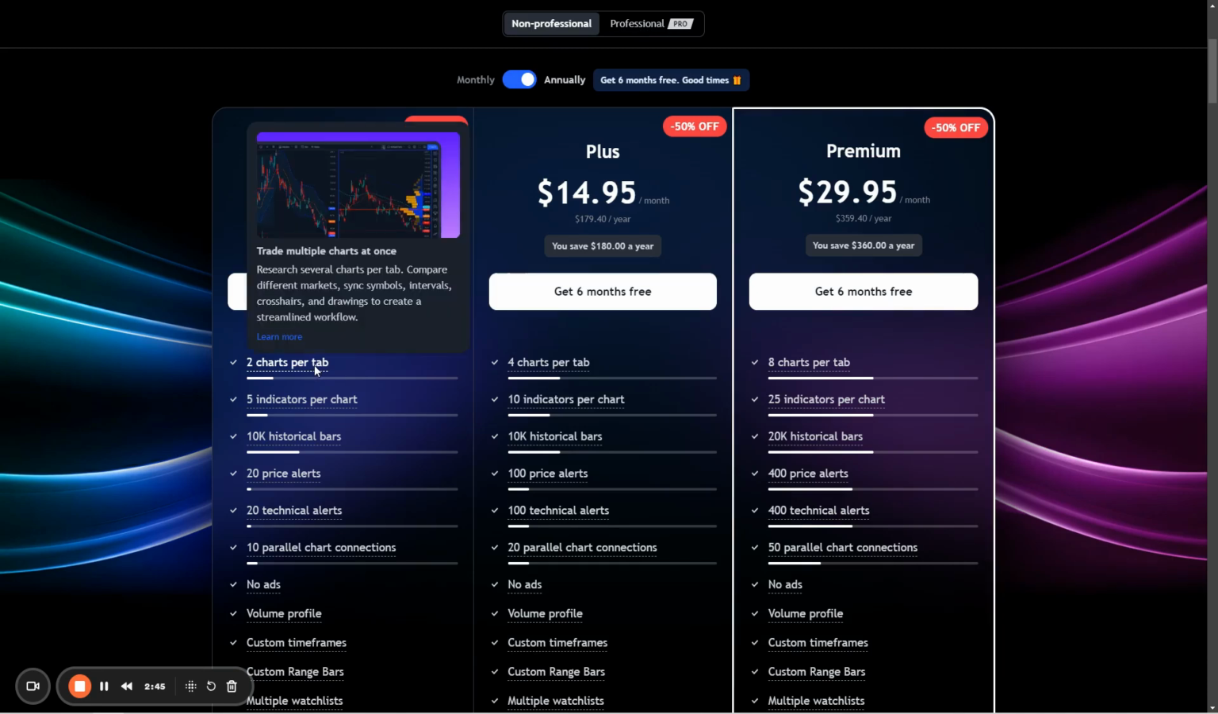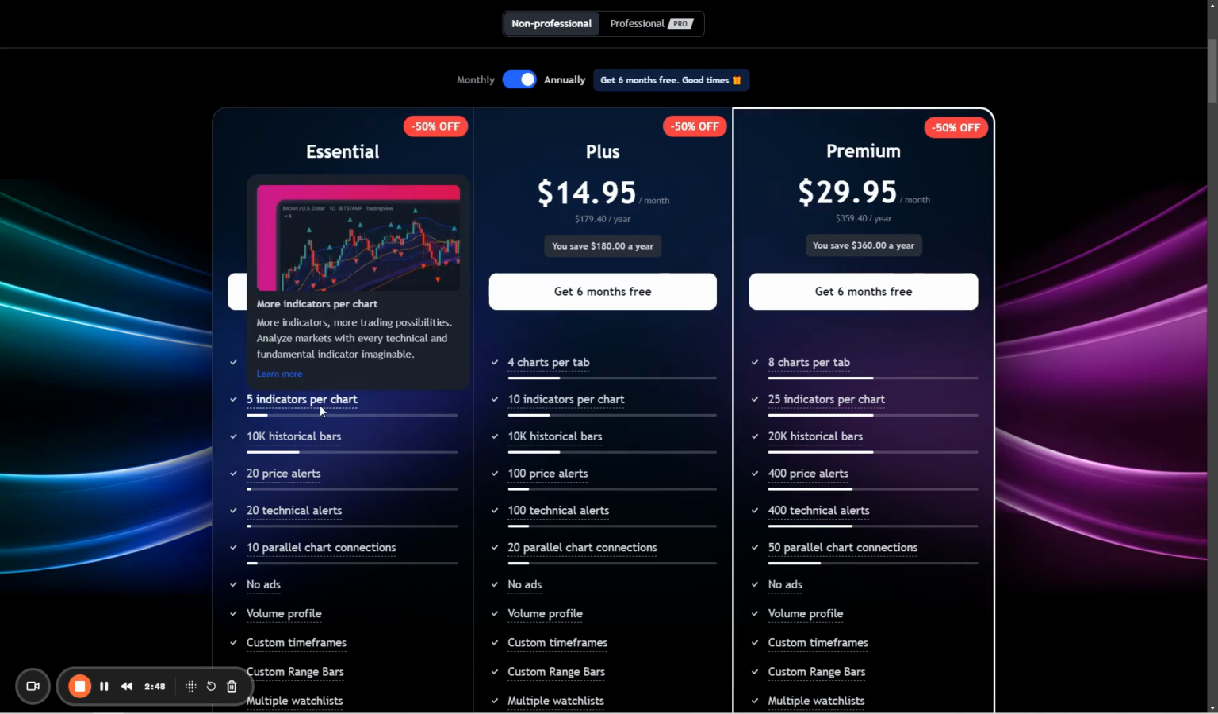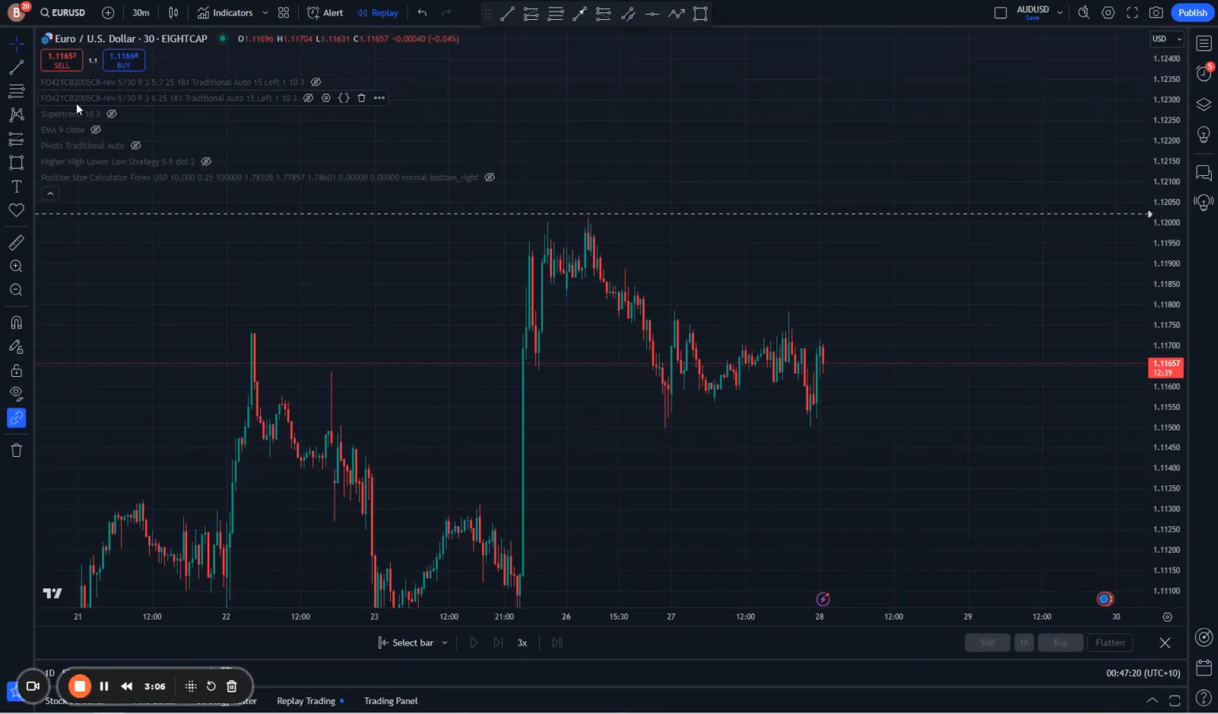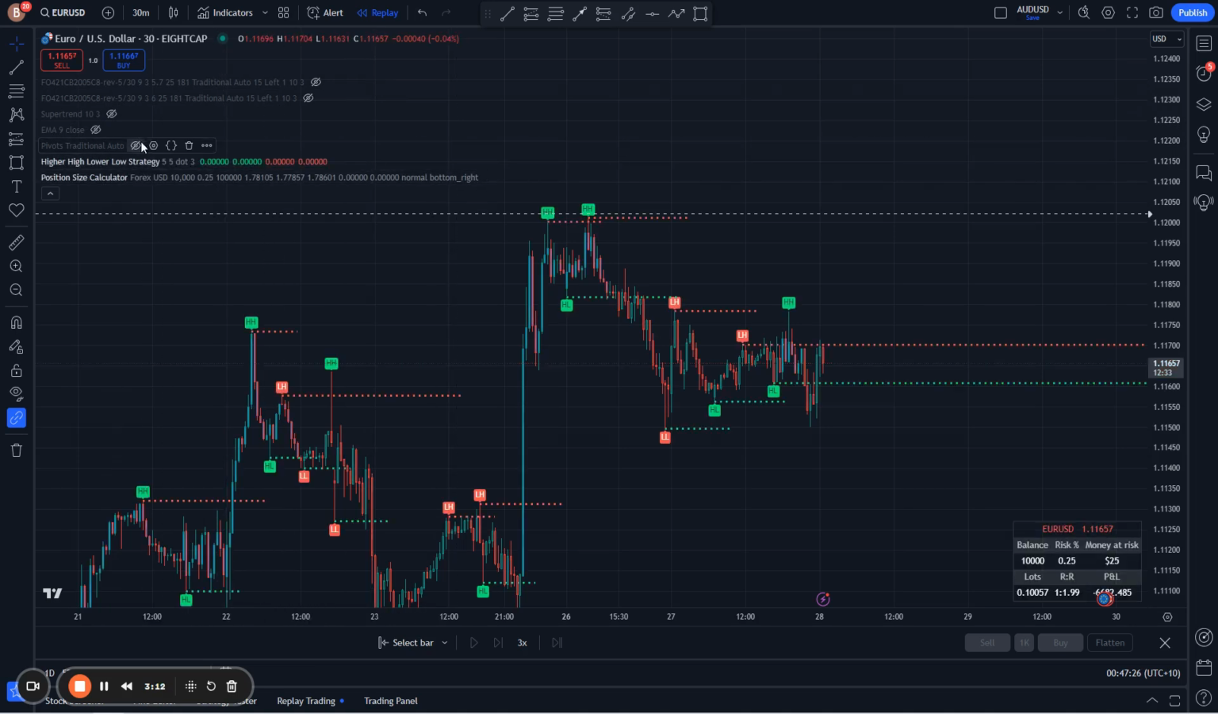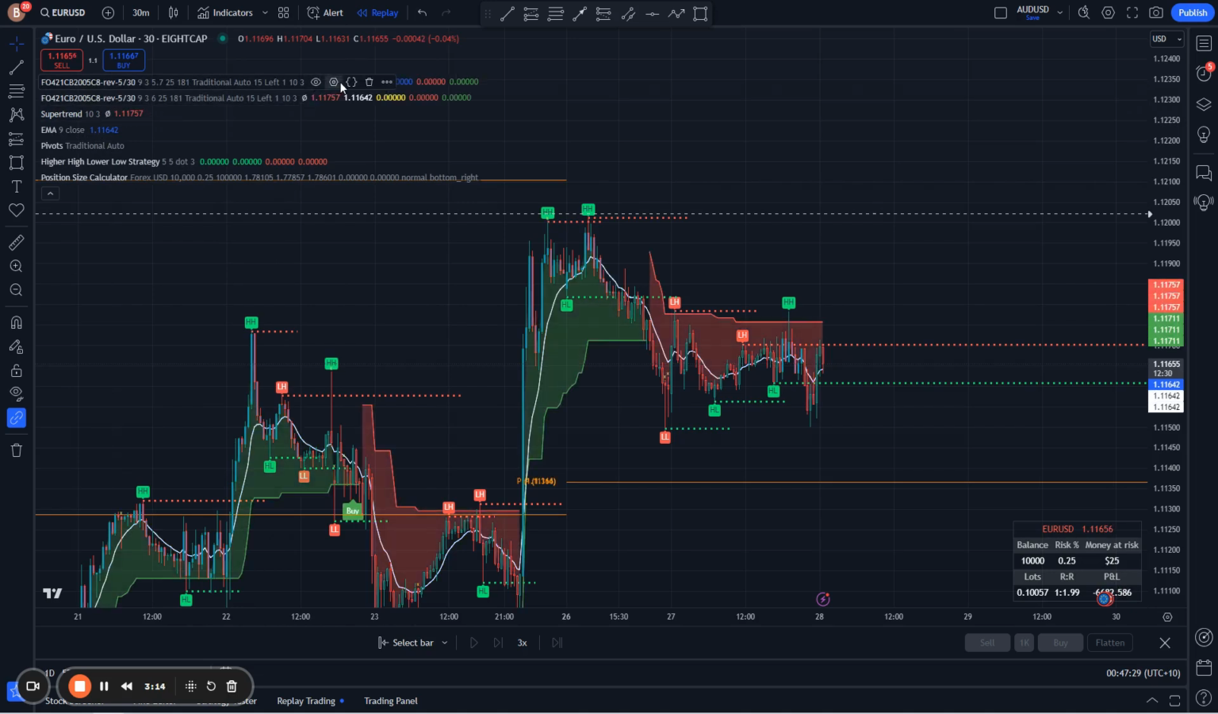So now that we've looked at 2 charts per tab, let's go on to 5 indicators per chart. Now, what does this mean? So again, let's go back onto TradingView itself. So right now you can actually see that I have 7 on my charts. So I can actually turn all of these on and I can have them all on my screen. Now you, with this initial package, cannot. You're only going to be able to have, depending off if it's essential or if it's premium, etc., a certain number of these. I believe it's 5 for the first one, which actually isn't that bad. 7 is quite a lot, and 2 of these are doubled up.